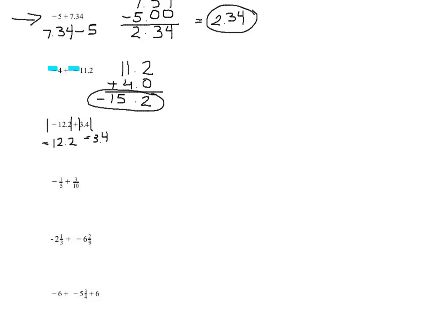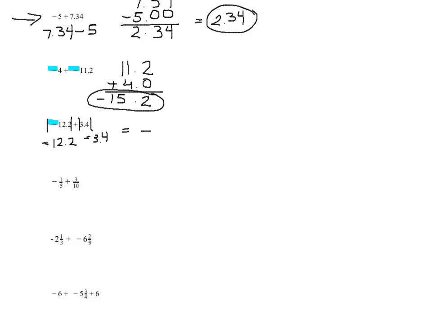And just looking at that, we see that 12.2 is bigger than 3.4, which means we're going to keep the sign from that 12.2, which was negative. And our answer is going to remain negative. So let's go ahead and write that immediately, just that negative sign.